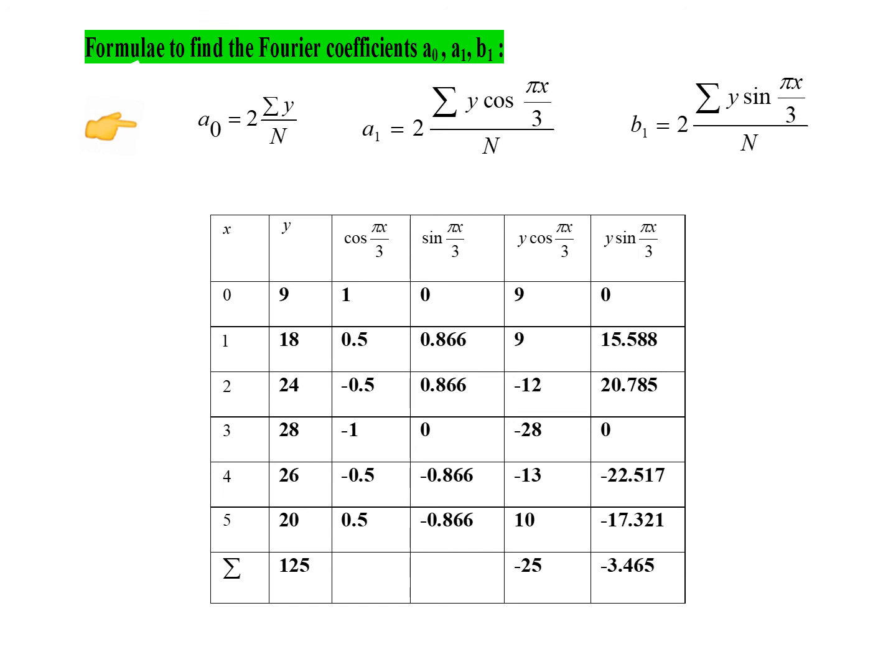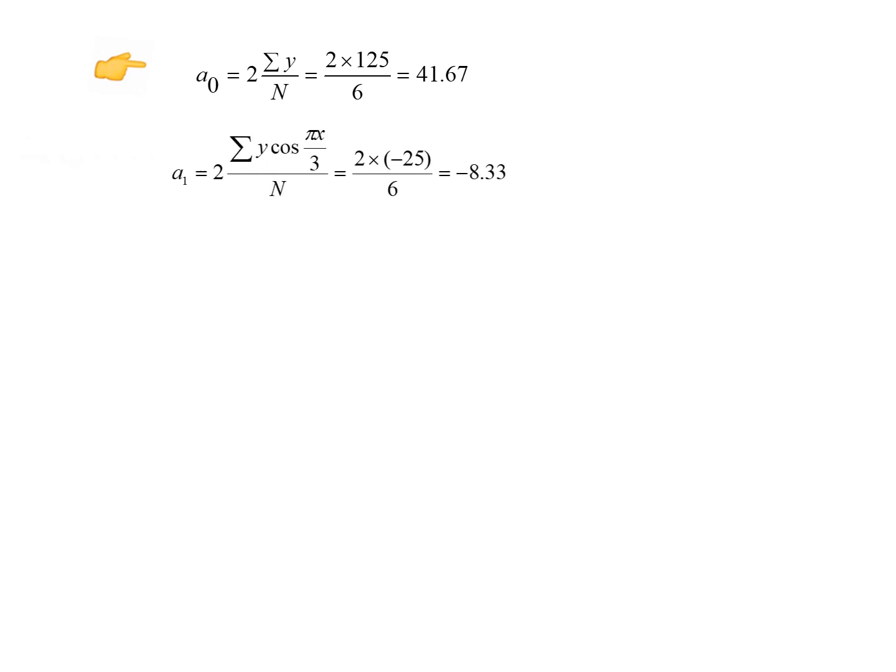So we have got the summation of y cos pi x by 3, that column, as minus 25, and the summation value of y sin pi x by 3 as minus 3.465. So remember, these two summation values we are going to substitute in A1 and B1. Now let us substitute the summation values which we calculated from the tabular column. A0 is 2 by N into sigma y. Sigma y was 125, so substitute and find the value of A0, which is 41.67.